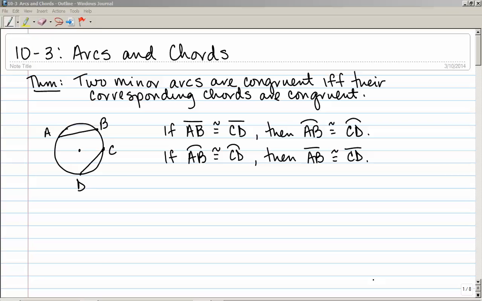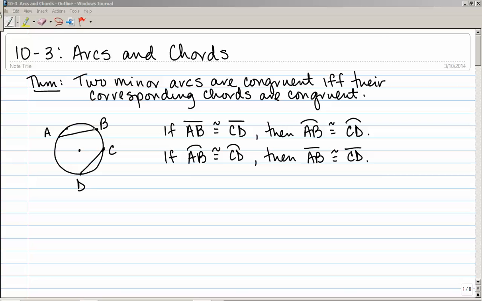Section 10.3 is on arcs and chords. In this section, we're going to have a whole bunch of theorems, and then I'll do several examples at the end. The first theorem says that two minor arcs are congruent if and only if their corresponding chords are congruent. So for example, if chord AB is congruent to chord CD, then arc AB is congruent to arc CD.